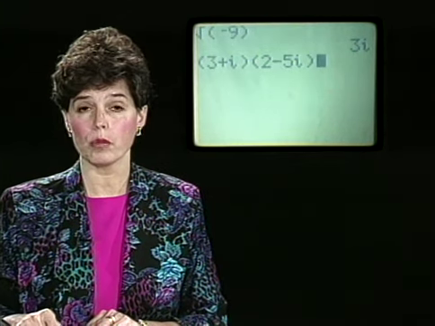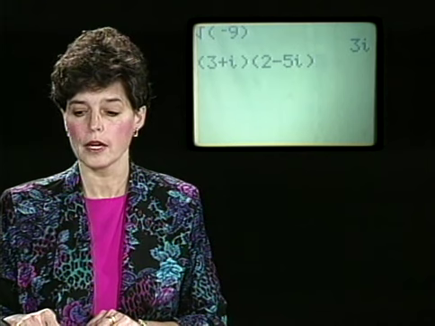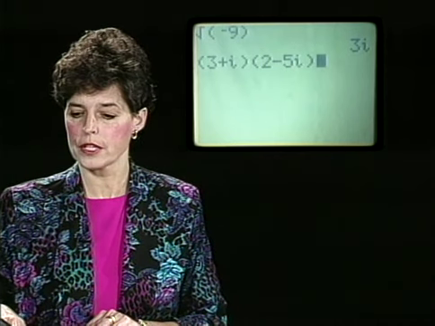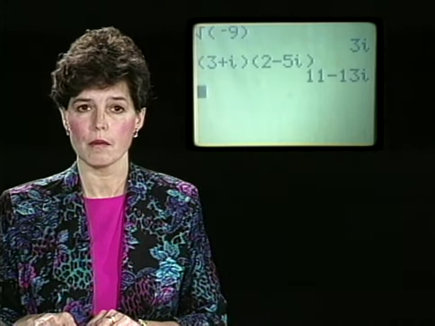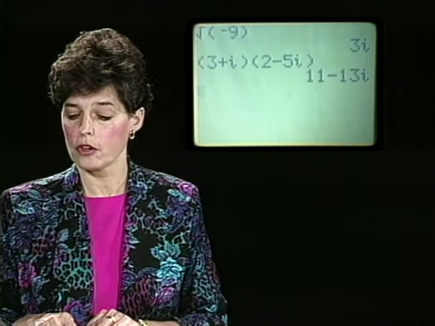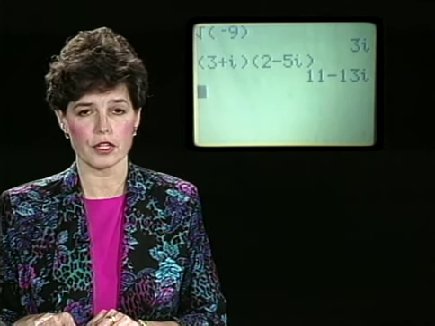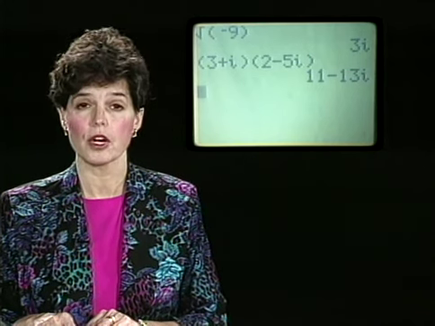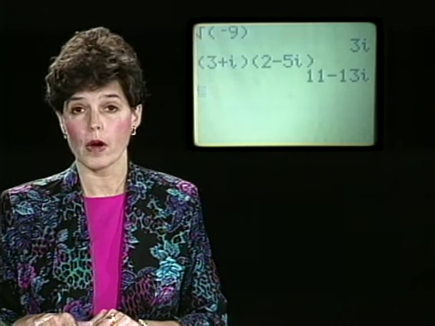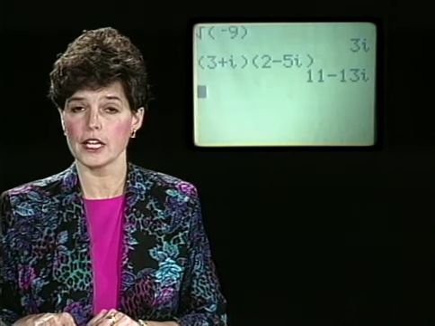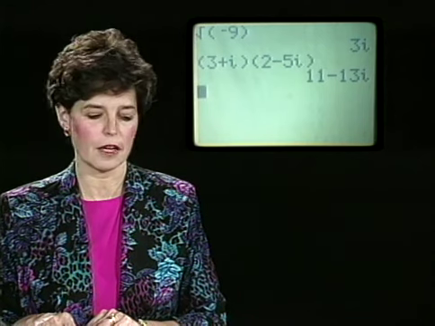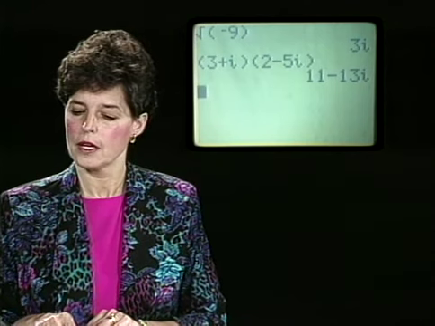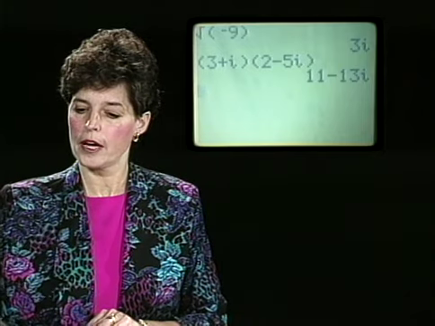Now, if I were to multiply this out by hand using FOIL, it would take me quite a while, but if I press enter, the calculator does the problem for me, and I come up with 11 minus 13i. You can do the multiplication and the division, addition, and subtraction of complex numbers with this calculator. And by the way, this is an improvement over the TI-82. We could not deal with complex numbers on the TI-82, but we can on the TI-83. Let's clear our screen now and move on to another aspect of this calculator.